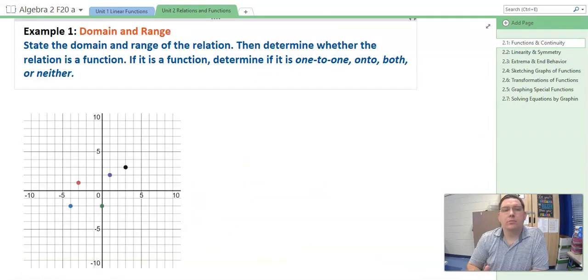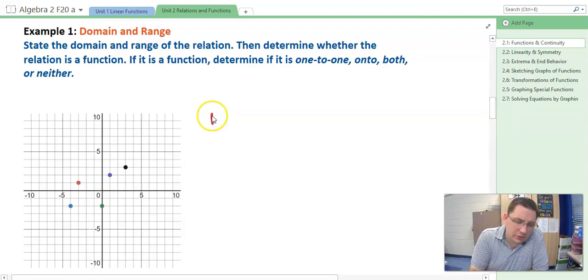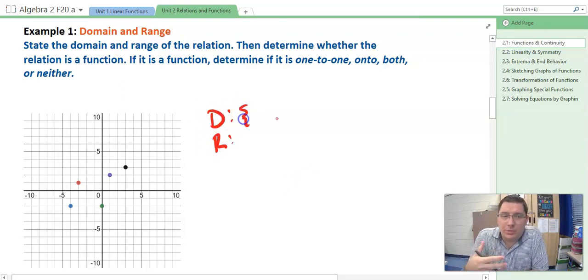So in example 1 here, we've got a graph that is given with 5 points graphed, and we want to state the domain and range of the relation, and then determine whether the relation is a function, and if it's a function, we want to determine if it's one-to-one, onto, or both, or if it's neither one-to-one or onto. So let's go through this in the order given. So first we need to state the domain and the range of what we see. And remember, the domain, go back to Algebra 1, is the x values of all the points.